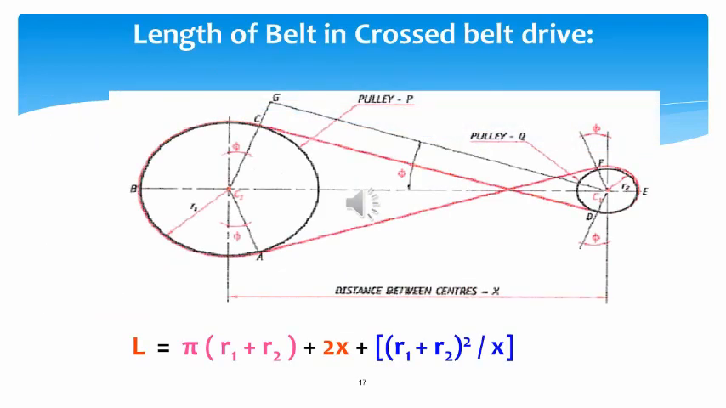So now let us derive the equation for the crossed belt drive. You can see the crossed belt drive in the figure above. This is the front view of the crossed belt drive. We will be deriving the length, which is equal to pi into (R1 plus R2) plus 2 times X plus (R1 plus R2) whole square divided by X. So this derivation we shall be deriving now.